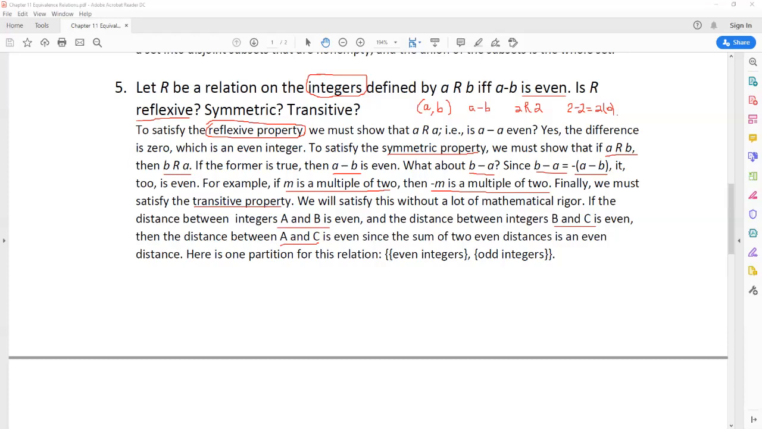And just as an aside, I could make the case that if we wanted to partition the sets, we could partition those into the set of even integers and the set of odd integers, because if you take any two elements from the set of even integers and subtract them, you're going to get an even number. And likewise, if you take any two elements from the set of odd integers and you subtract those, you are going to get an even integer.